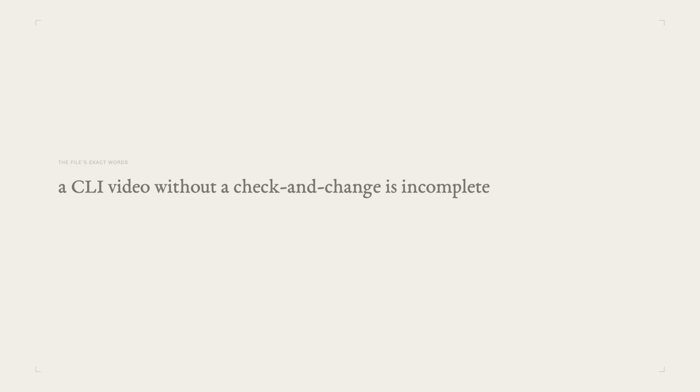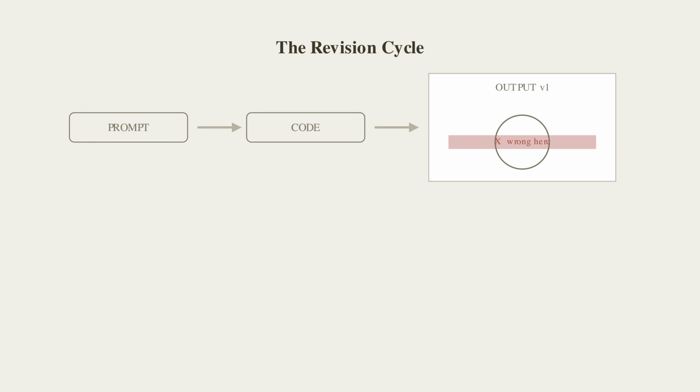Act 2, the first law, and the reason a finished-looking video can still be incomplete. The file's exact words: a CLI video without a check-in change is incomplete, not weaker, incomplete. 1 cycle proves the tool ran, only a 2nd cycle proves somebody looked at what came back. Watch it enacted: the first output lands plausible and wrong in one place. The revised prompt reads updating, the code diffs, and the second output moves exactly where the first one failed. The delta is the lesson, everything before it was set up.